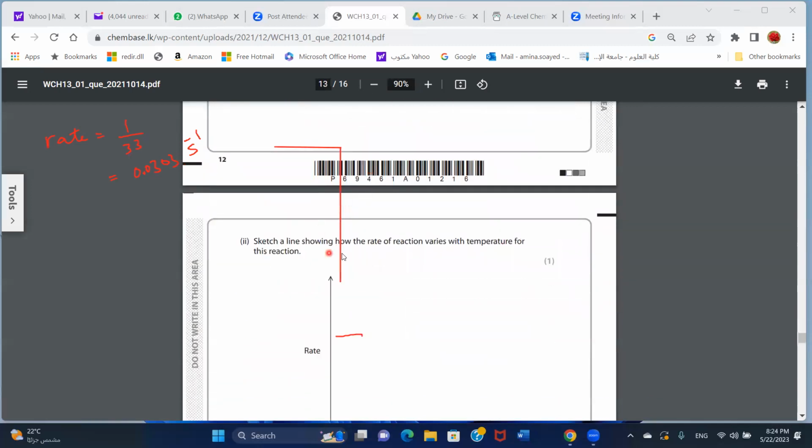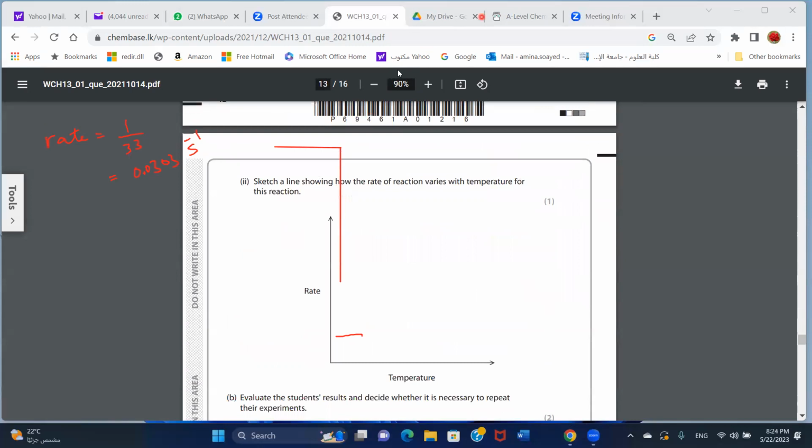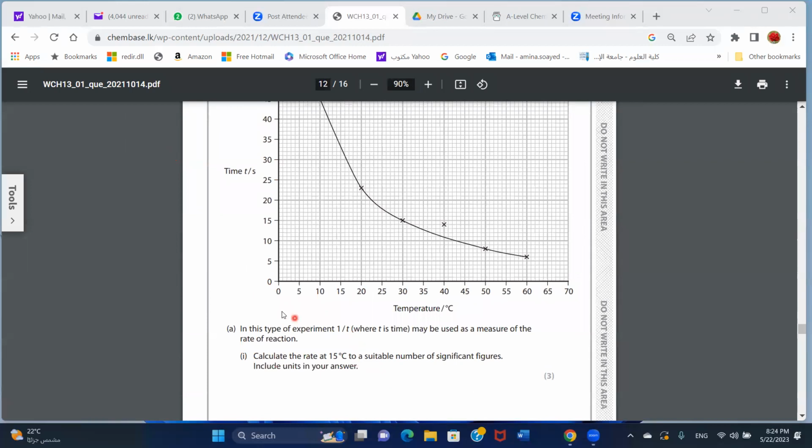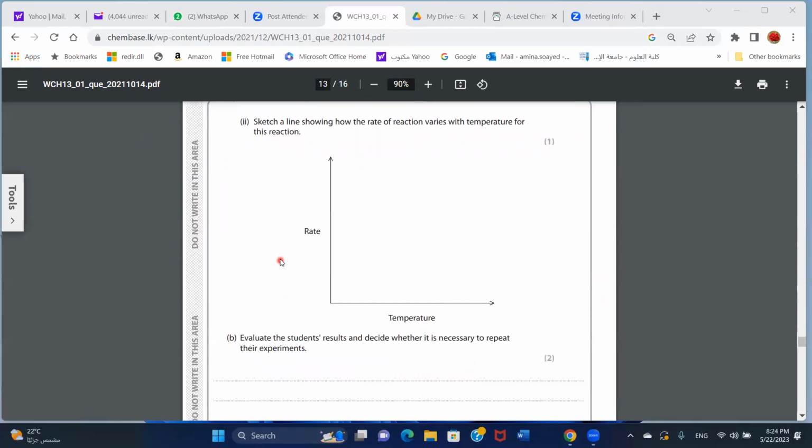They say sketch a line showing how the rate of the reaction varies with temperature for this reaction. Rate against temperature. Here we were drawing time against temperature, and they said that the rate is equal to 1 over time. So can you sketch the rate against temperature here?